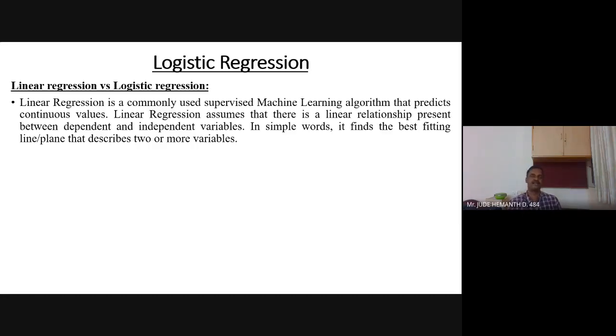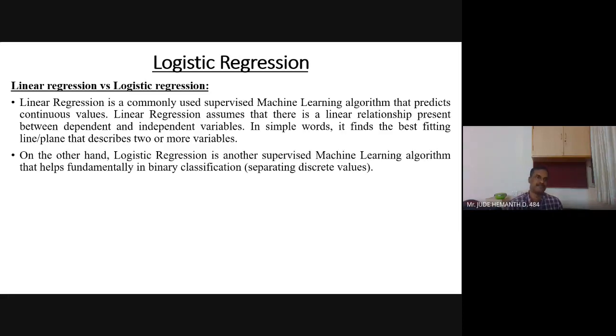And it assumes that there is a linear relationship between dependent and independent variables. That's what we were saying in the past 5 or 6 classes. In simple words, it tries to find out the best fitting line, right, or a plane that describes 2 or more variables. This is what we have seen so far. Now we will go into logistic regression.